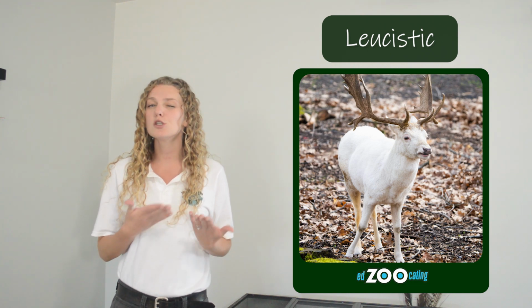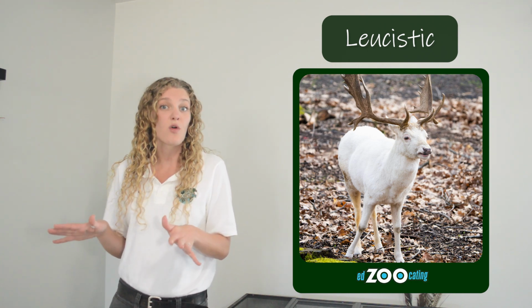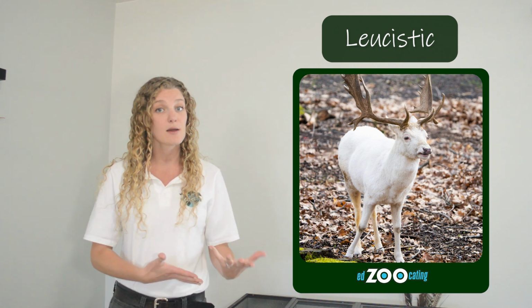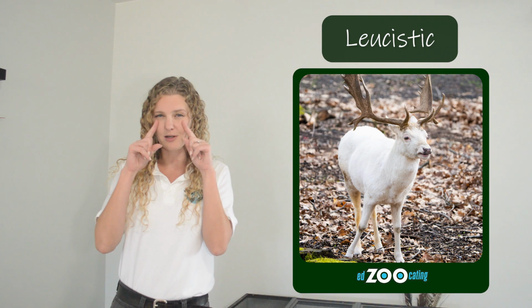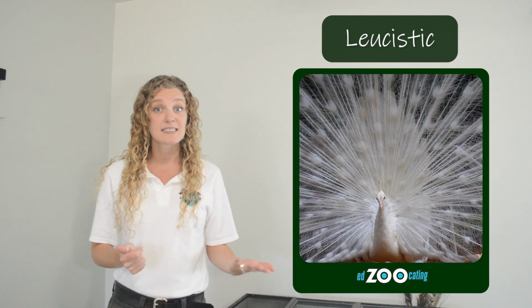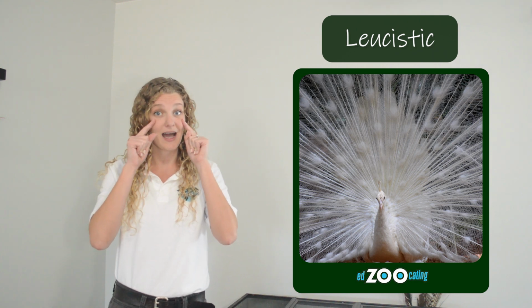Leucistic animals do produce some melanin, but not a lot, or not the normal kind that they're supposed to produce. They could appear completely white, but still have colored eyes, or they could have kind of patchy whiteness over their bodies. The easiest way to tell if a completely white animal is albino or leucistic is to look at their eyes. There are many peacocks that are leucistic. We know that they are not albino because they still have dark colored eyes.